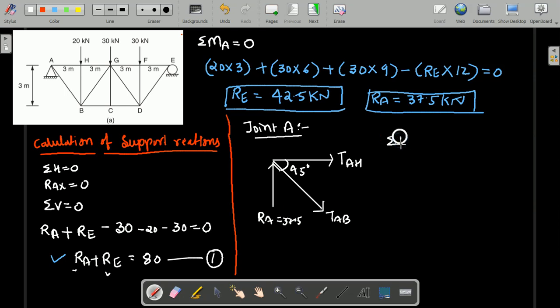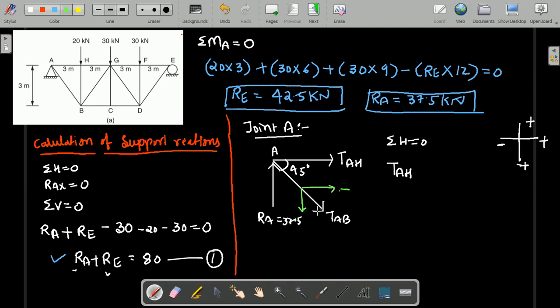First, summation of horizontal force is equal to 0. You need to follow the sign convention: this direction is positive, this is negative, and this is negative. Just observe here, I have considered joint A, and AH is in the positive direction, so it is positive TAH. Horizontal force I am writing. Now we need to resolve the inclined force. TAB cos 45 is the resolved horizontal force, and TAB sin 45 is the vertical component, because 45 degrees is the inclination with respect to the x axis, so the x component is cos and the y component is sin.